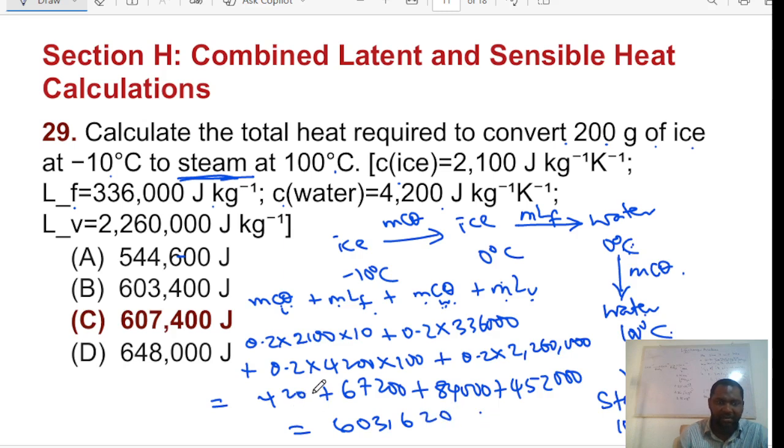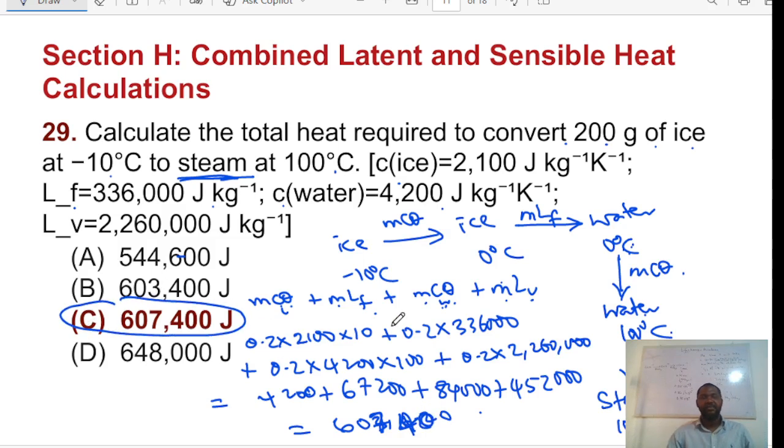So I think my mistake here should be here. This shouldn't be 420, this should be 4,200. So let me do that again. So 4,200 plus 67,200 plus 84,000 plus 452,000, 607,400. Okay, that is it here.